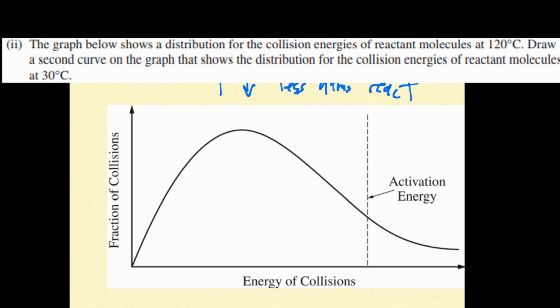Remember that if the temperature is cooler, fewer molecules are going to have the activation energy necessary to complete the reaction. Therefore, we need to draw a curve where the peak is a little bit to the left of the original one, and the line at the activation energy goes under. So your curve should look something like this.